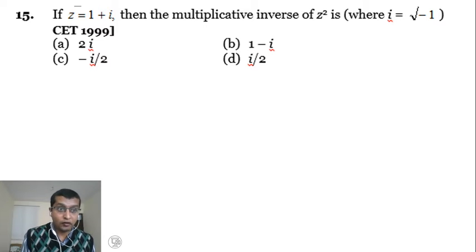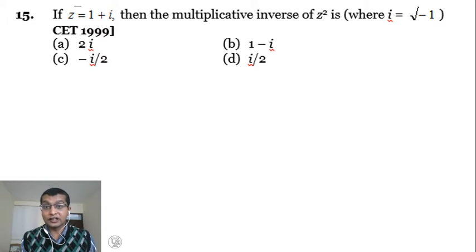We'll go through the 15th example. Last class we solved the 14th example. Now we'll discuss the 15th example. I read out the question: if z equal to 1 plus i, then the multiplicative inverse of z square is. So z equal to 1 plus i is given. We have to square it on both sides. So z square equal to 1 plus i whole square. That we have to expand.